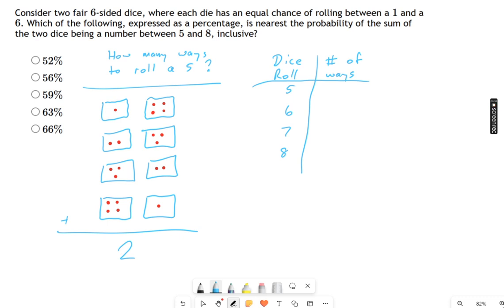Maybe you roll a 2, maybe you roll a 3, maybe you roll a 4. And for each one of those, you have a possibility here that would get you a 5 total. And the number of ways that there are to roll a 5, if you add them all up, are 4. There's 4 different possibilities. So I'm going to write that down here.